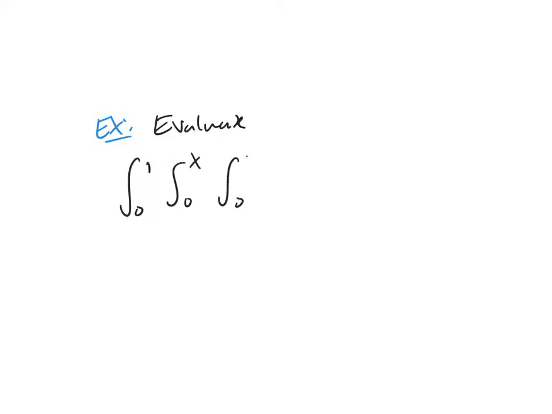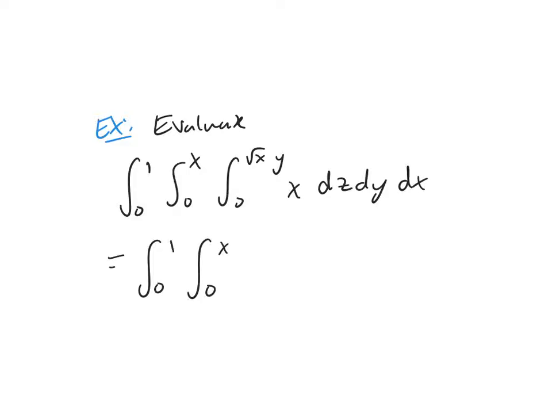So now we're going to look at an example involving triple integrals. Let's evaluate the integral from 0 to 1, 0 to x, 0 to the square root of xy, x dz dy dx. So here I'm getting 0 to 1, 0 to x. You work from the inside out. So first integrate with respect to z. You'll get xz.